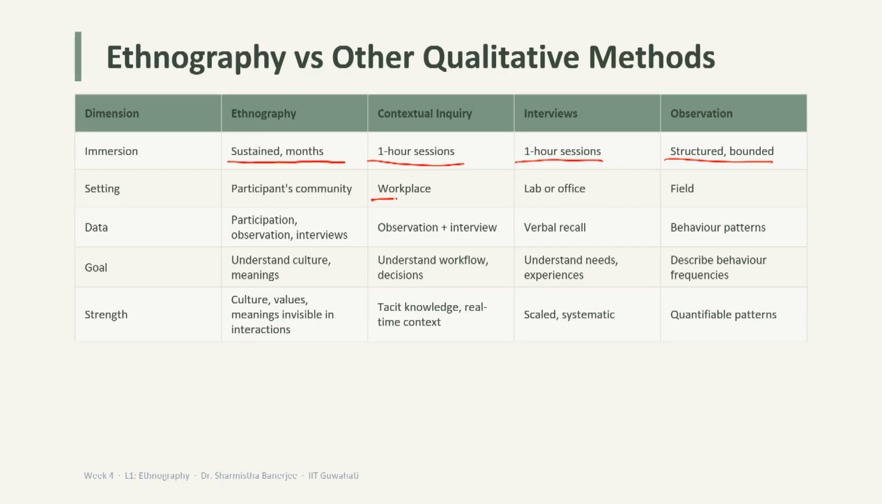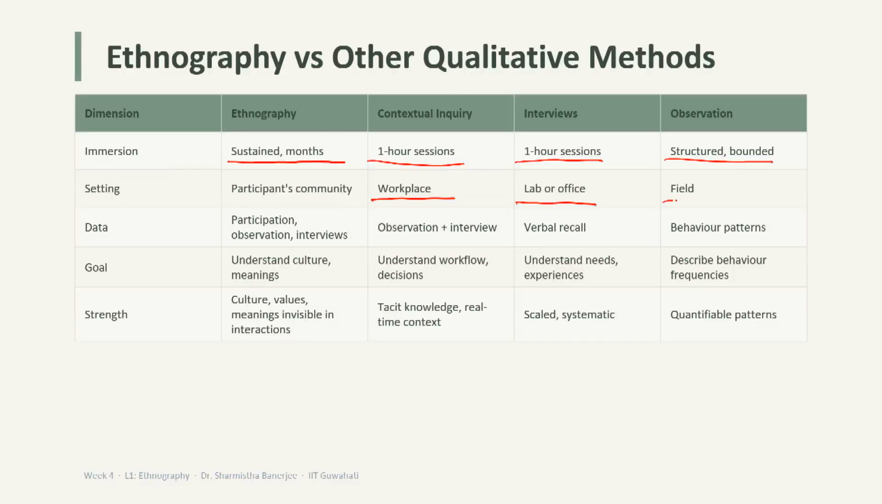In contextual inquiry, it can be at the place where the context lies. It can be the workplace, it can be the home, wherever the context lies. Interviews can be conducted in labs or offices. They can also be conducted in the home of a person. However, an interview does not really need the context to be present. When the context is present, we call it contextual inquiry. The observation again happens in the field where the action is happening. In ethnography, you get different kinds of data. You get the data which arises out of participation of the researcher in the processes.